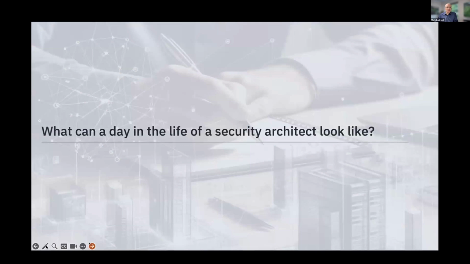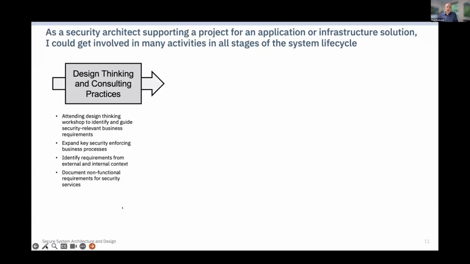So what does my day look like now? I didn't do all of these things all at the same time, but in my role as an architect, I often started at the requirements phase. It could be working on a design thinking workshop just to help identify some of the security relevant business requirements, expanding some of the processes. If there's a sequence of login, you might decide that you actually want to expand that out because that's important to you.